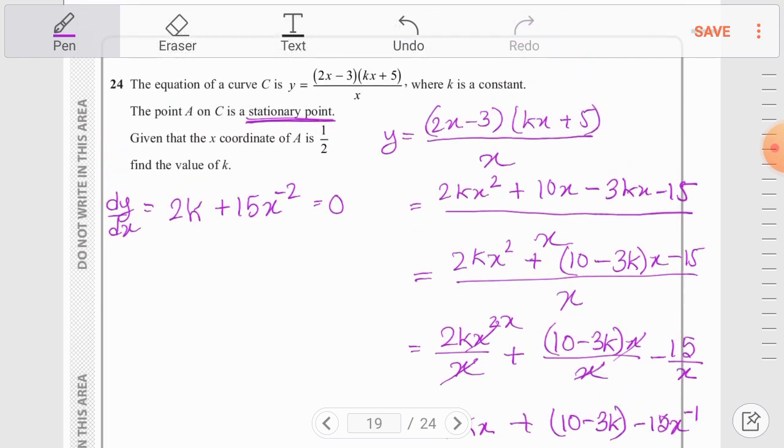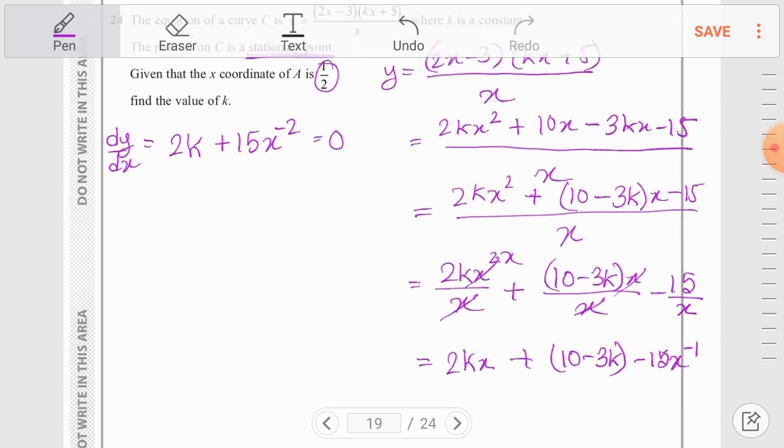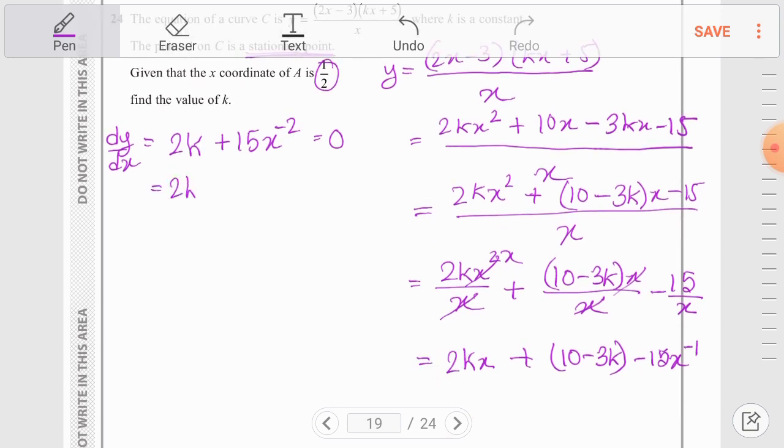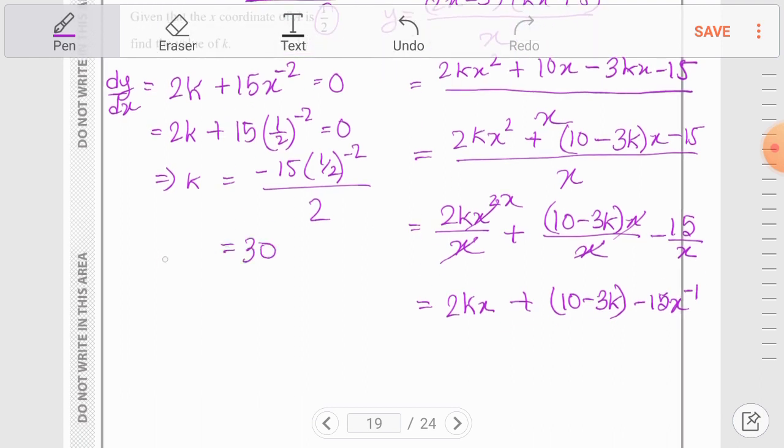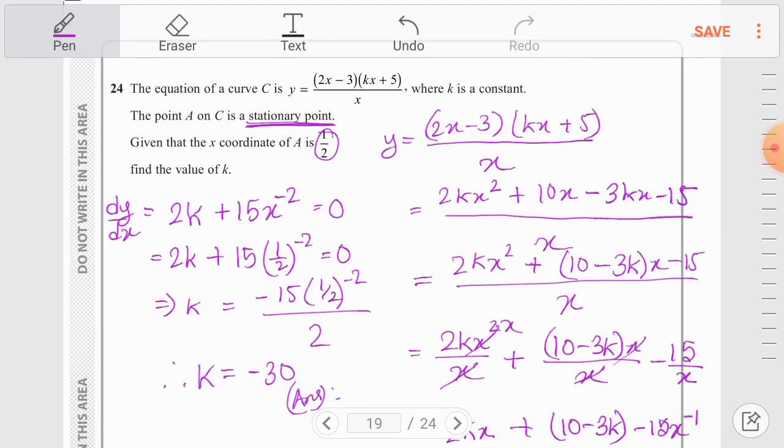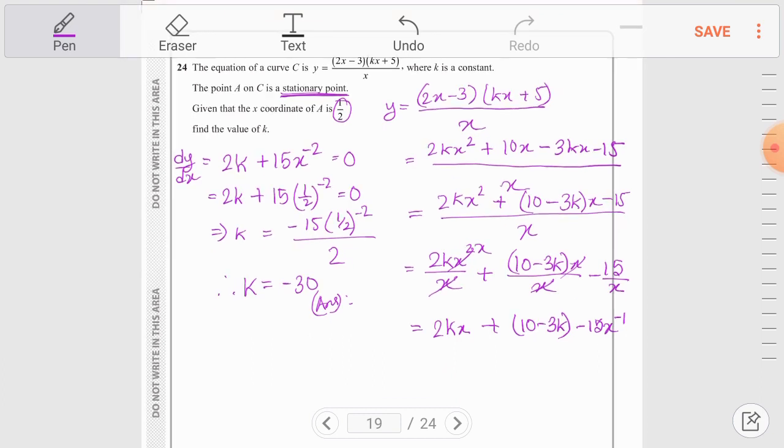And now you're using the value of the x coordinate of point A, that was half, inside the equation. That would be 2k plus 15 times half to the power minus 2 is equal to 0, and if you just make k the subject, it would be minus 15 times half to the power minus 2, divided by 2, and you will get an answer of 30. So the value of k is negative 30 actually. Value of k is negative 30, and this is the answer of k of this question number 24. I hope question number 24 was clear.